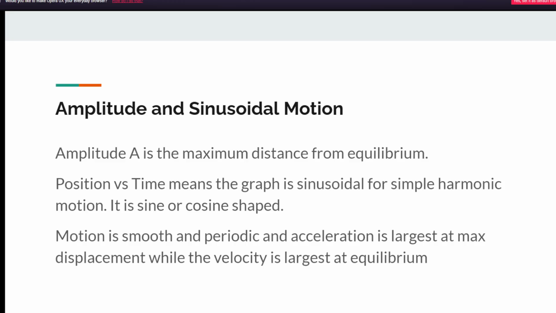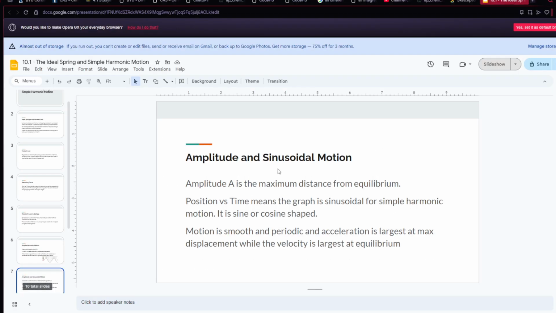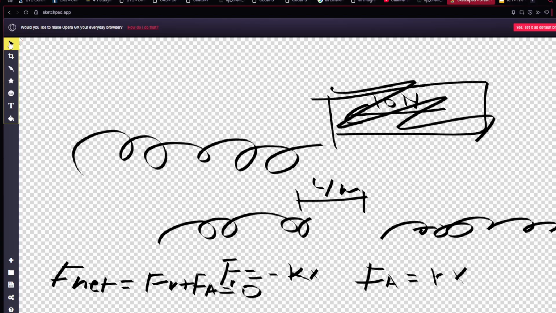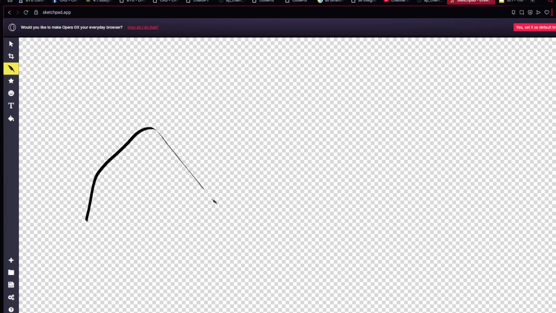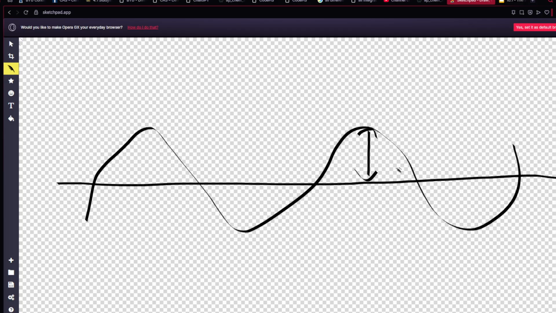from the x-axis. Position versus time means that the graph is sinusoidal for simple harmonic motion. It's sine or cosine shaped. So essentially, these are all harmonic classifications. So harmonic, if it's like this, amplitude will be the highest. It'll typically be half the wave. So it'll be like right there.